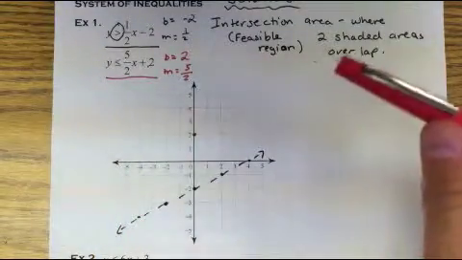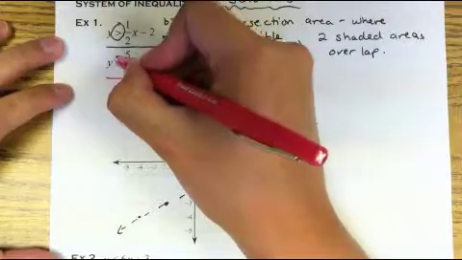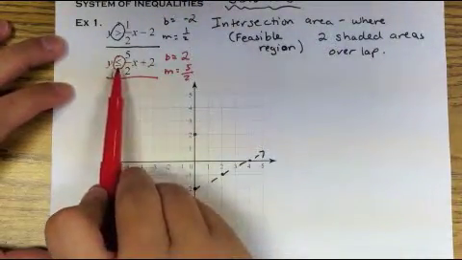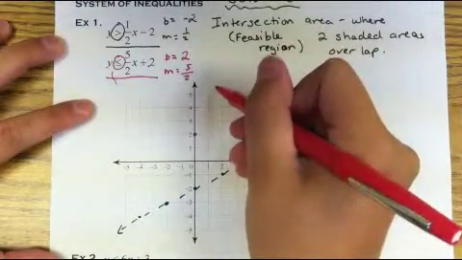Step 2, decide if it's solid or dotted. Let's look at our inequality. I have a solid line, so what am I going to do? Solid line on my graph. You got it.